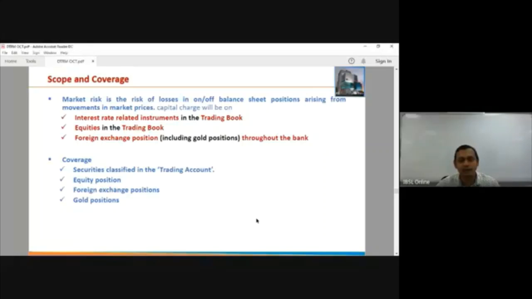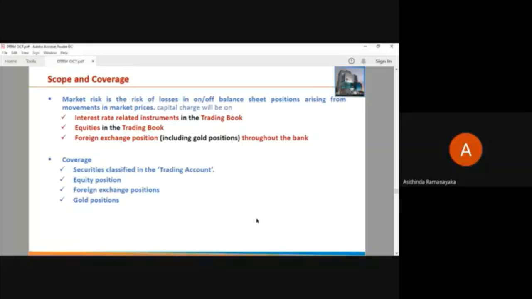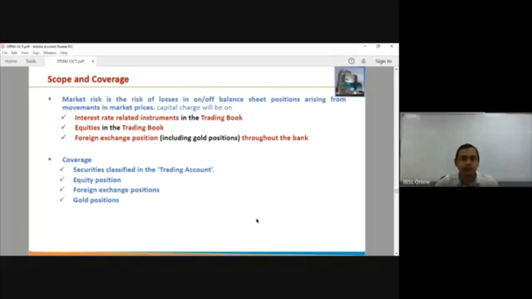Anyone? That is covered under credit risk. Okay, so under credit risk, we can cover only the default risk and concentration risk, not the interest rate risk. Now, under credit risk, we capture the default risk and the concentration risk. But this is an instrument in your banking book, not in your trading book. If it's in the trading book, we can compute a capital charge under this approach.